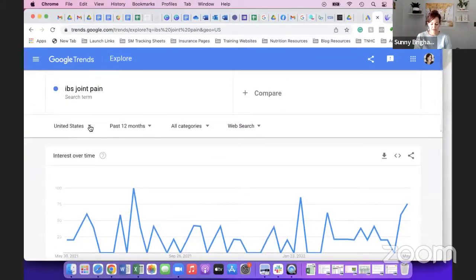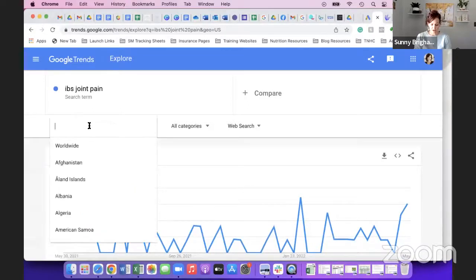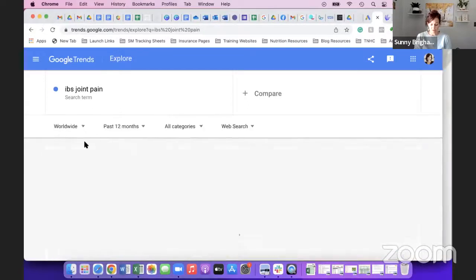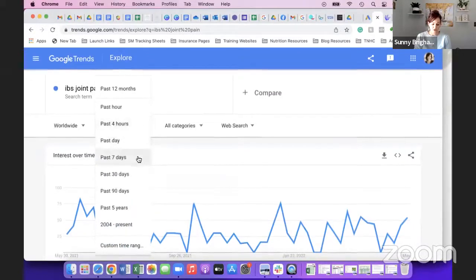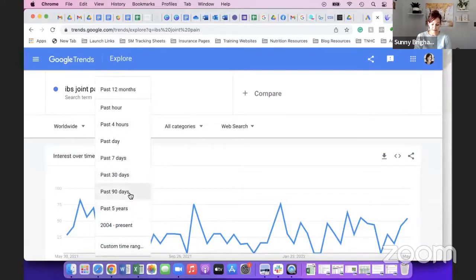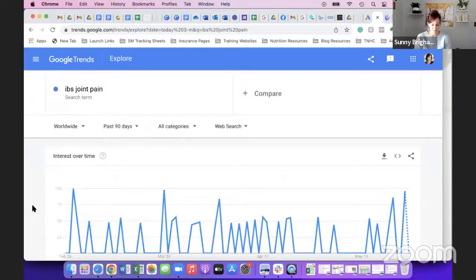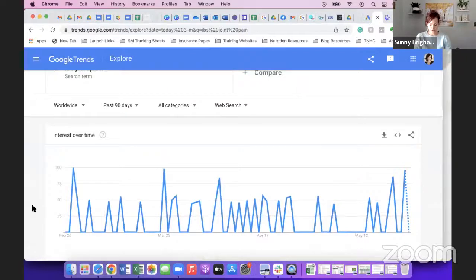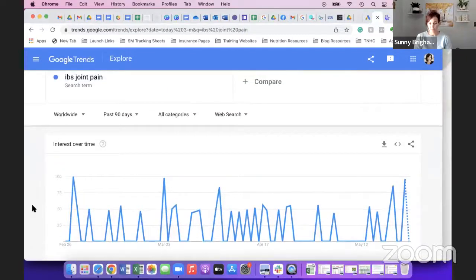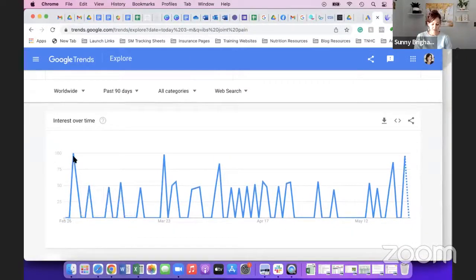Now, this is filtered just in the US. You can open it up worldwide if you wanted to. It's in the past 12 months. Let's say we want to look in the past 90 days instead of the last year. And we can see, what does the last 90 days worldwide does IBS and joint pain come out to? So we can see back in February, 100 people were searching for this. And in March, we're back up to almost 100, but then it kind of drops off.